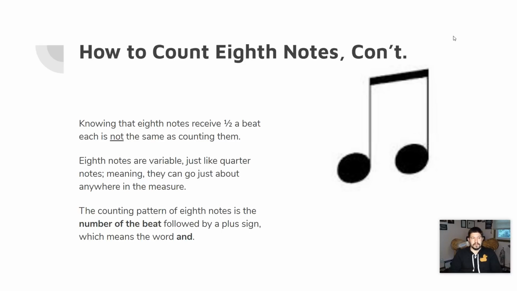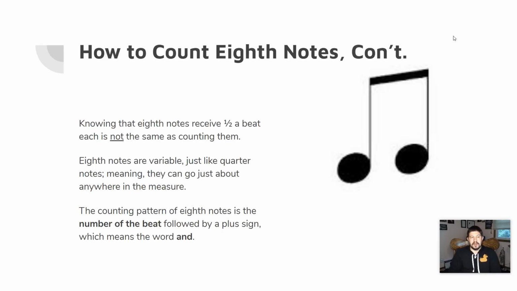Eighth notes are variable, just like quarter notes or half notes. That means that they can go just about anywhere inside that measure. They do not always have a set number that they appear on. That's what the word variable means. It means it changes. It does not always stay the same or consistent.